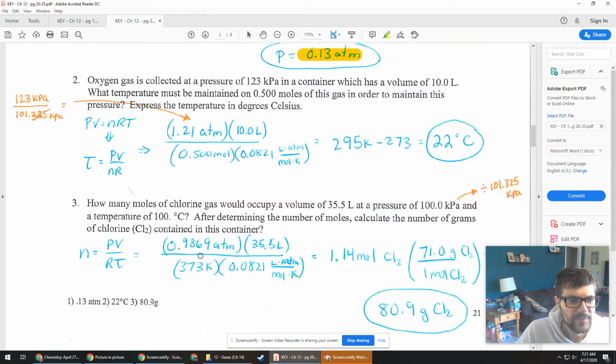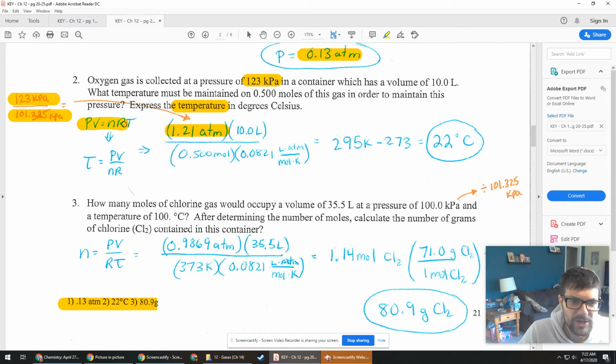Couple more here. Also, note that in this section of the packet, the answers are at the bottom of the page if you want to reference just did I get it right or not. All right. Oxygen is collected at a pressure of 123 kilopascals. Right there, we're going to need to do a conversion. So I'm going to go from kilopascals, divide it by how many kilopascals are in an atmosphere, and that converts it to atmospheres. Also, another thing I like to do, this particular question is asking me for the temperature.